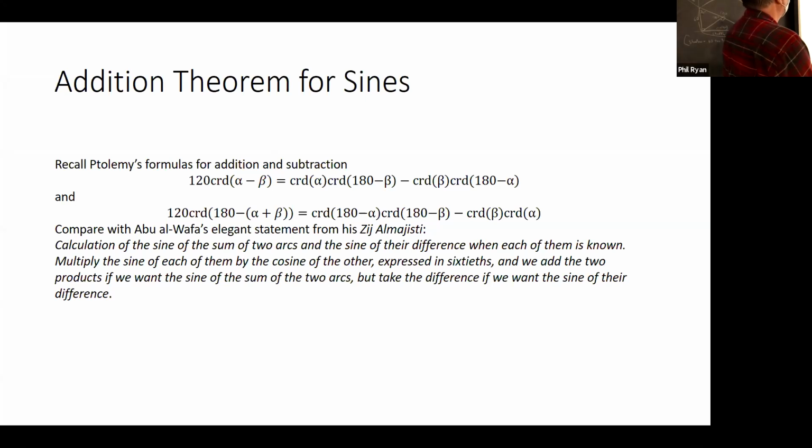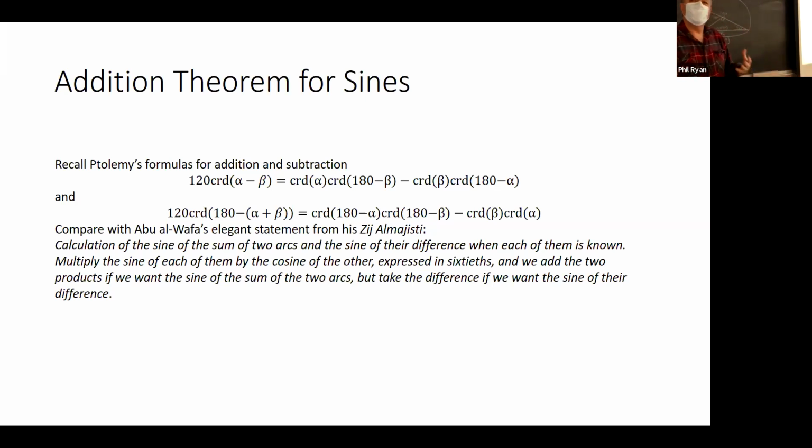Calculation of the sine of the sum of two arcs and the sine of their difference when each of them is known. Multiply the sine of each of them by the cosine of the other, expressed in 60ths. And we add the two products if we want the sine of the sum of the two arcs, but take the difference if we want the sine of the difference. So very nice and elegant. Very simple, much simpler than this.